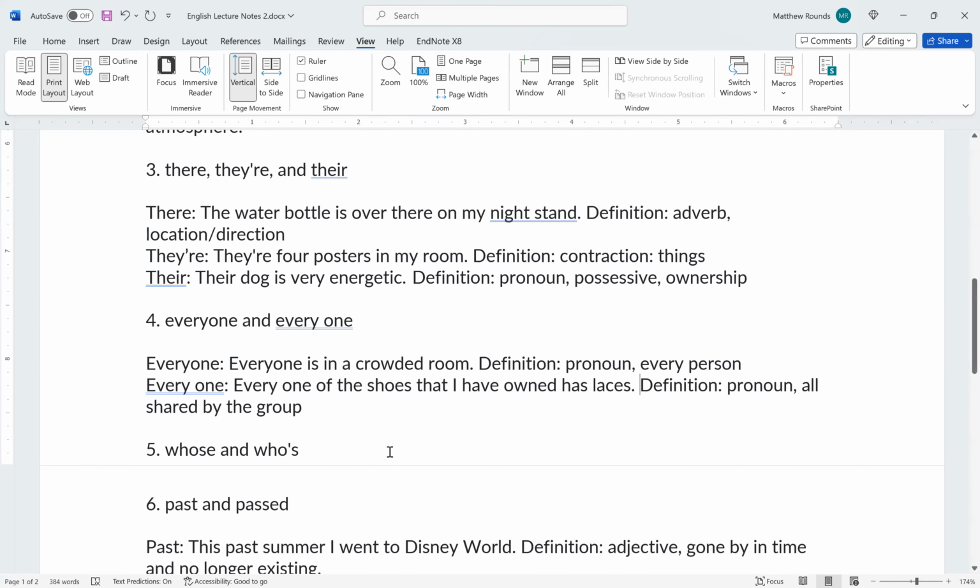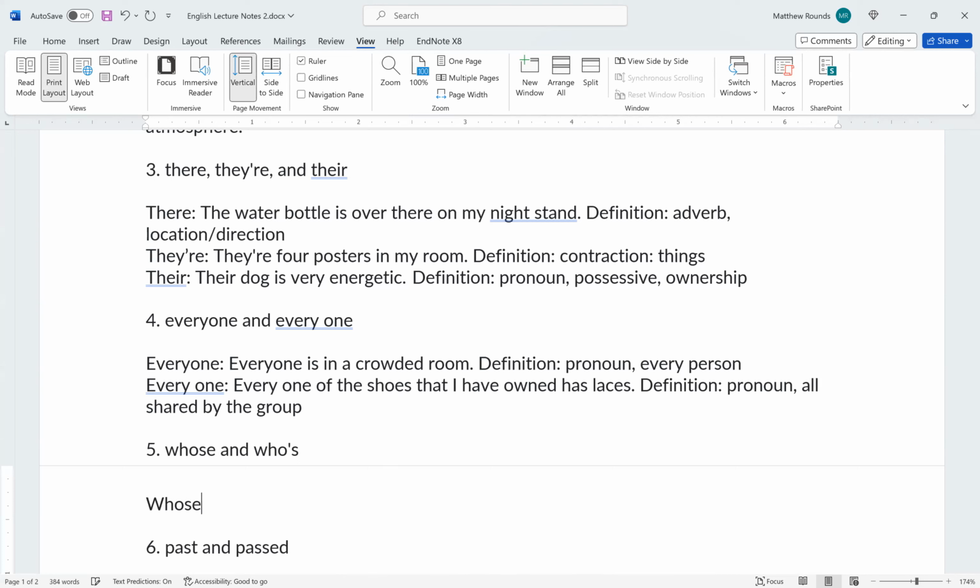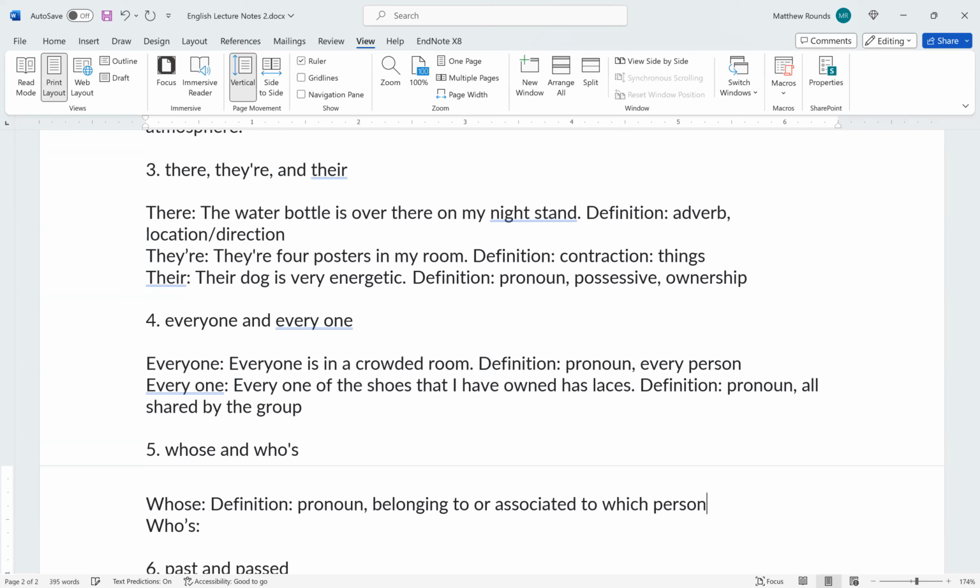All right. So let's look at the next grouping here. Whose. Okay. Let's start with the definition of whose. Whose is a pronoun, belonging to or associated with which person? Okay, now I have to think of a sentence because I just thought of one in my head, but then I was like, never mind, it won't work. This one's going to be tough.